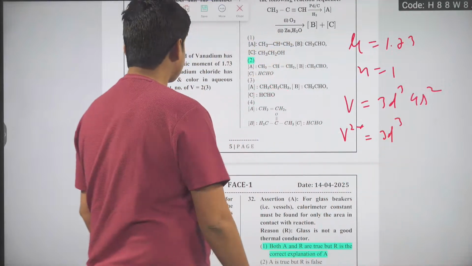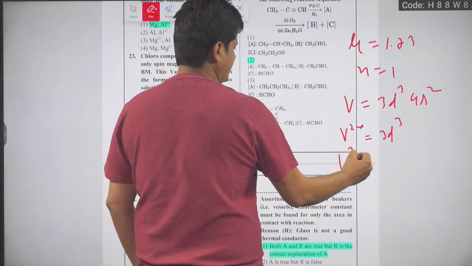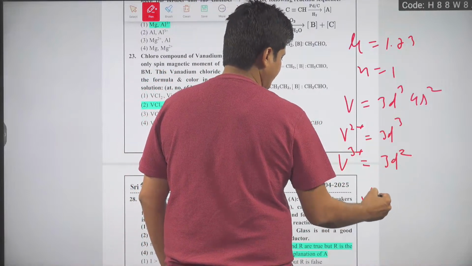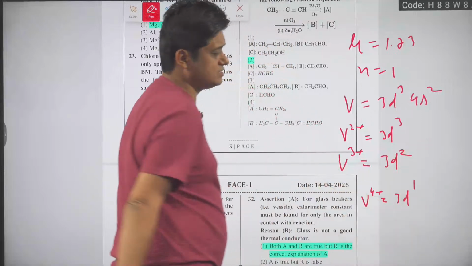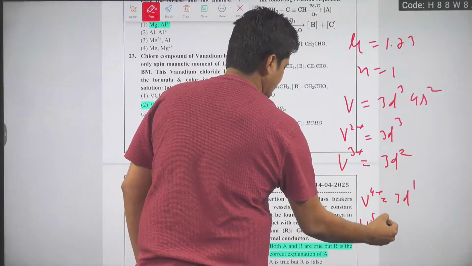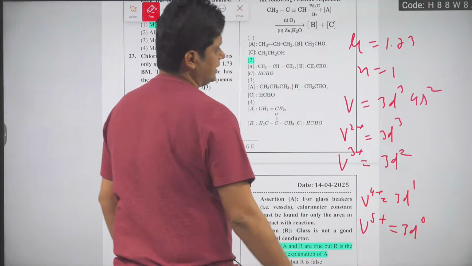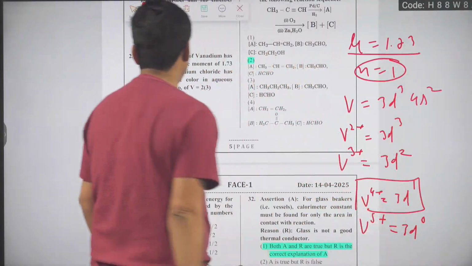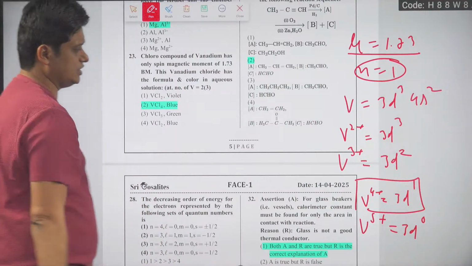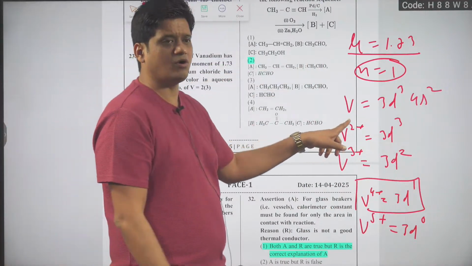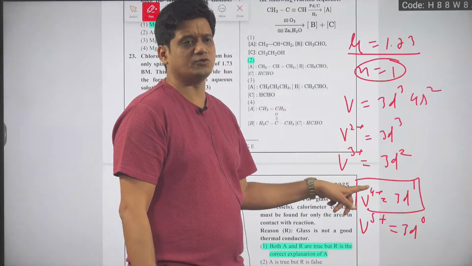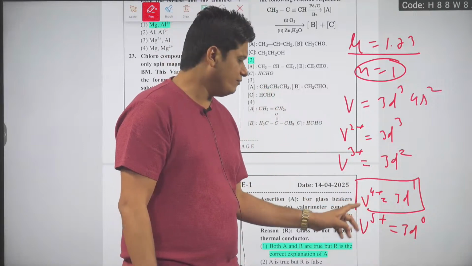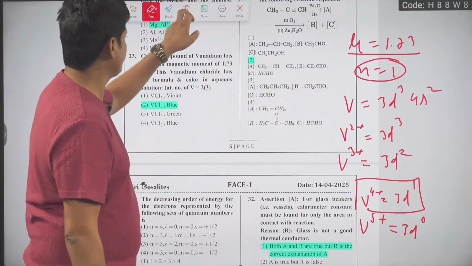Am I right or not? If it is vanadium 3 plus, 1 electron of 3d is also gone, it becomes 3d2. If it is vanadium 4 plus, it is going to be 3d1. Is it clear now? And if it is vanadium plus 5, it is going to be 3d0. So they are saying magnetic moment 1.73 means unpaired electron count 1. So vanadium plus 4, which is the second option. Is it clear or not? Memorize the color of the aqua complex of vanadium 2, vanadium 3 and vanadium 4 plus. Vanadium 5 plus is d0, so a colorless aqua complex.